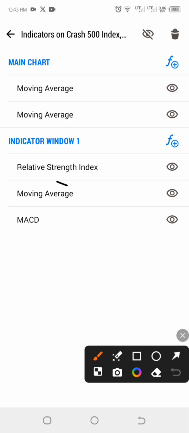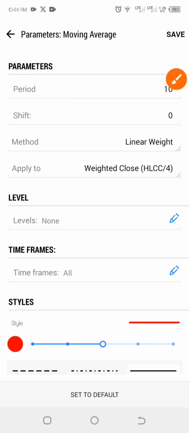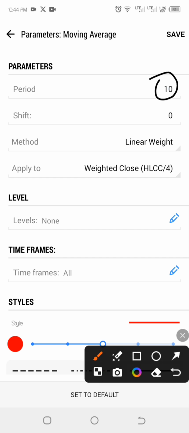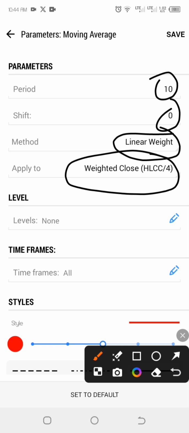Now for the moving average, which is the next indicator, we click on this F icon on our indicator window. Now for the moving average, the period is 10, shift is 0, method is linear weighted, apply to weighted close HLCC/4. Using the color of your choice, then click on save.